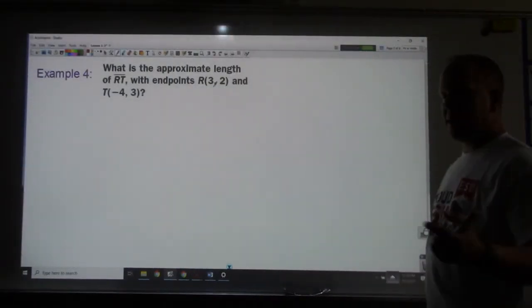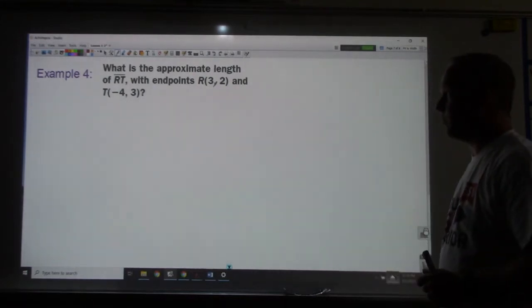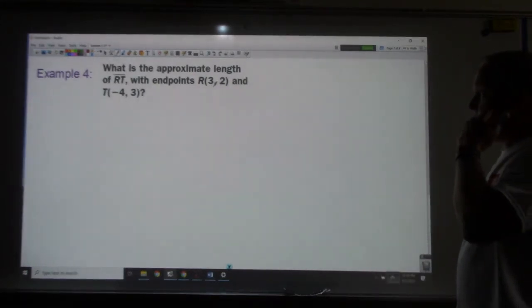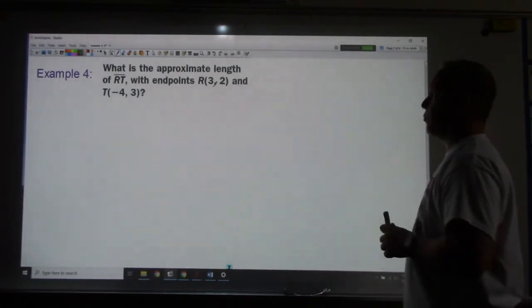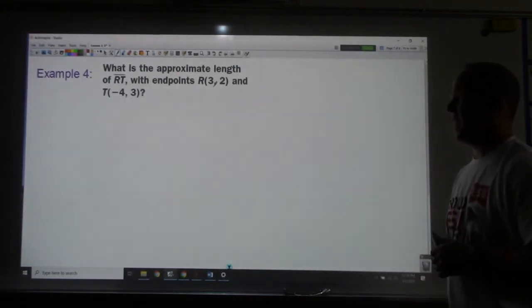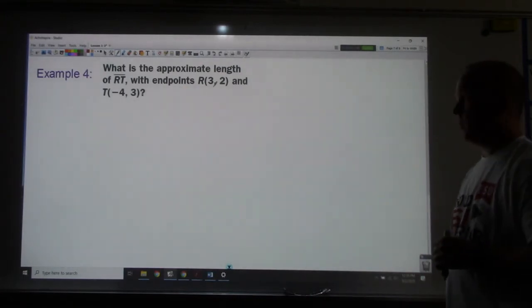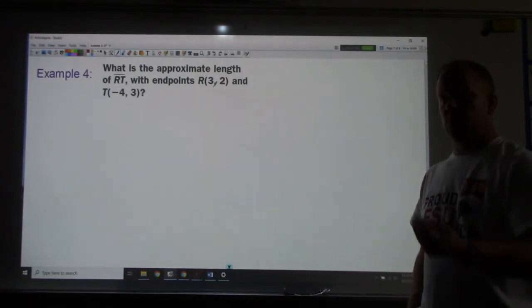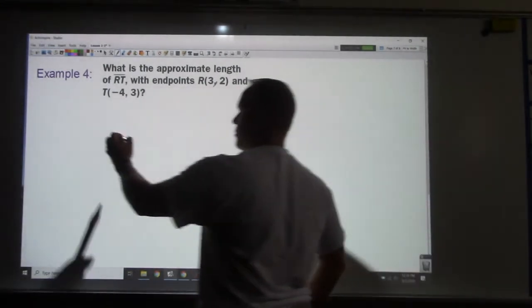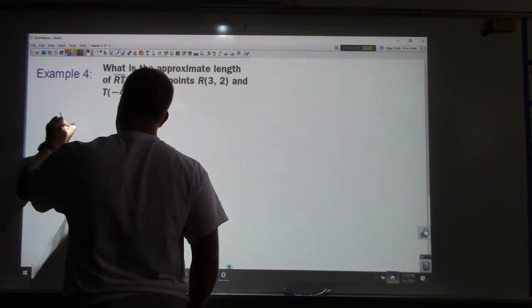Okay, last example, then I'm going to let you try some problems on your own. What is the approximate length of segment RT with endpoints R at 3, 2 and T at negative 4, 3? Now, if they're asking for the approximate length, length is another word for distance. So that means I'm using my distance formula.